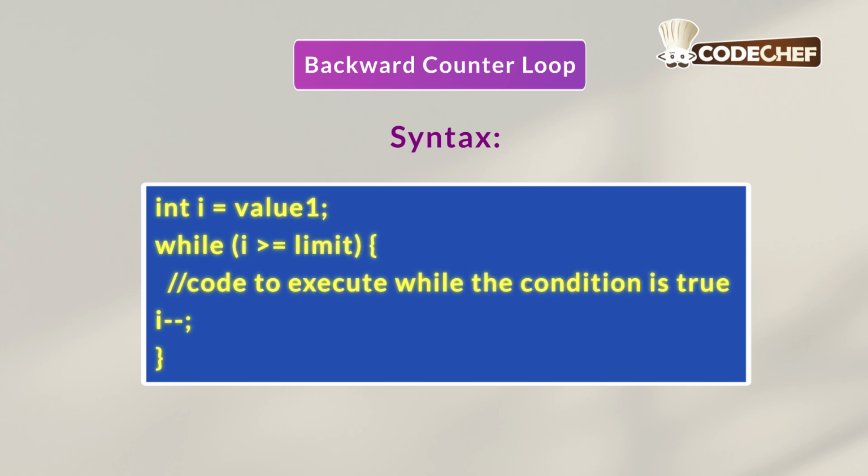Again, the while condition will be checked for the new value of i. If the condition is true, the while loop will be executed again and i--; so the value of i will further be decreased by 1. And this will keep on going till the while loop condition is true. Now let us go to the CodeChef platform to see an example of backward counter loop in C++.